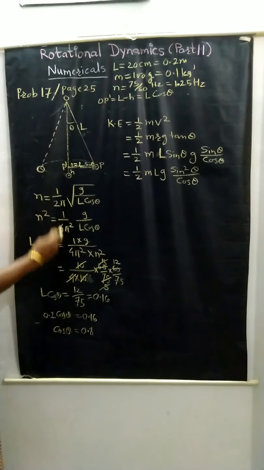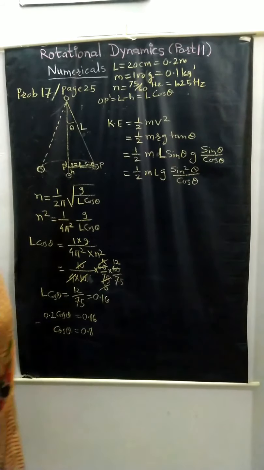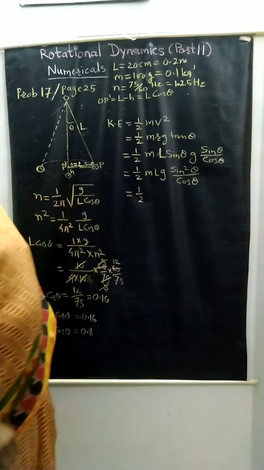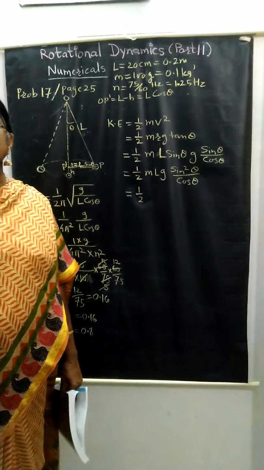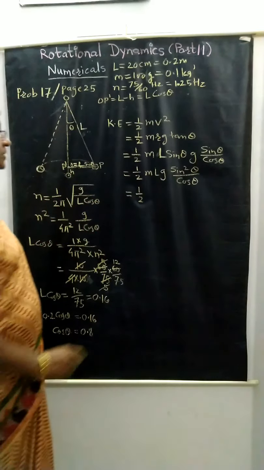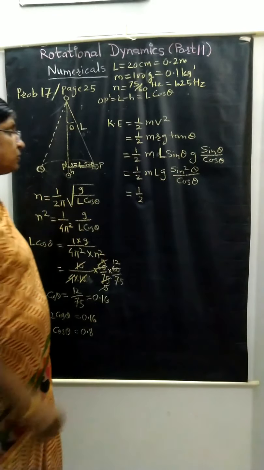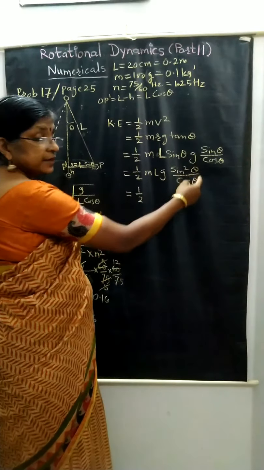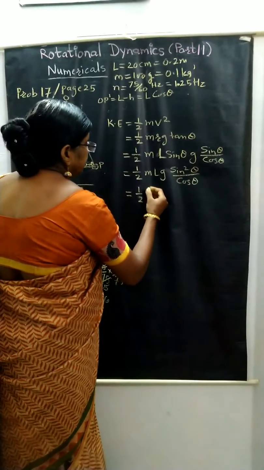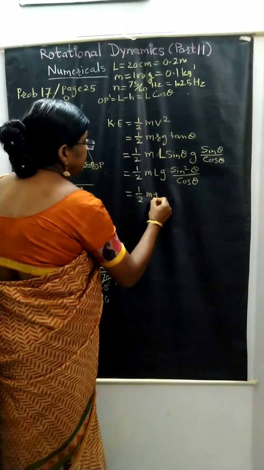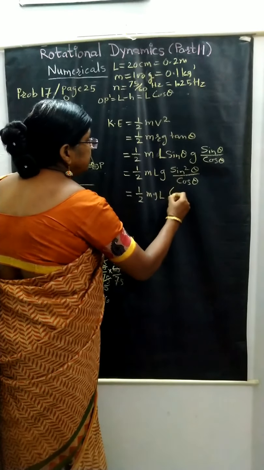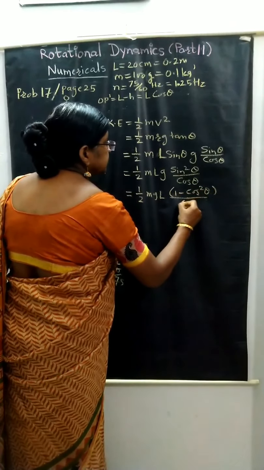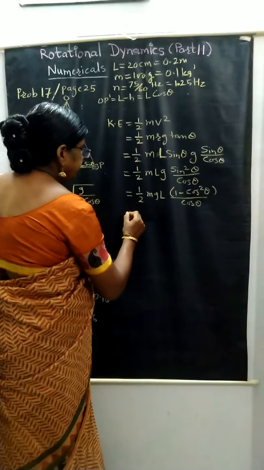Here we have obtained the value of cos theta. Another thing to simplify this is, we know the equation sin square theta plus cos square theta is equal to 1. So sin square theta will be 1 minus cos square theta. As we know the value of cos theta, we shall convert sin square theta into cos square theta. So this will be mgL (1 minus cos square theta) upon cos theta.